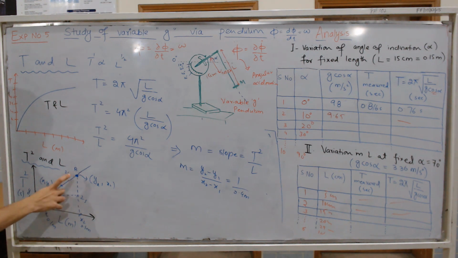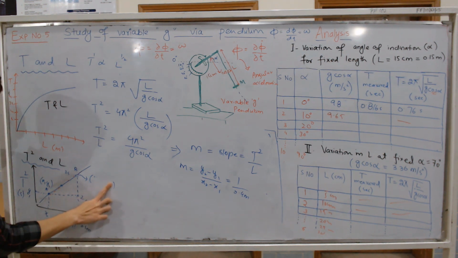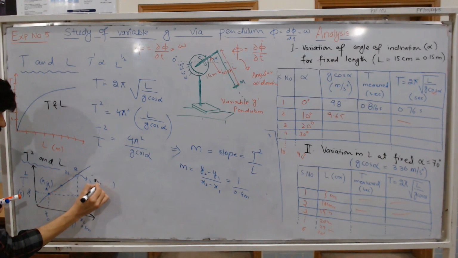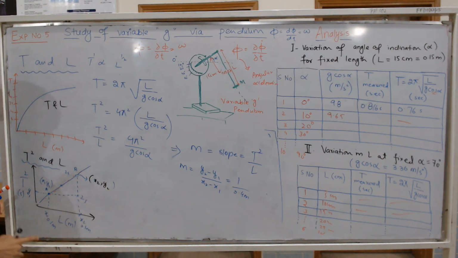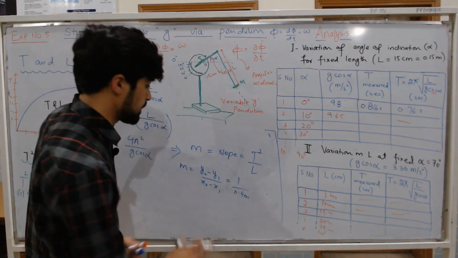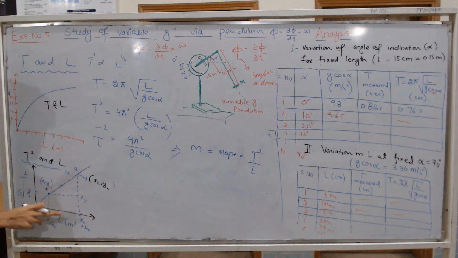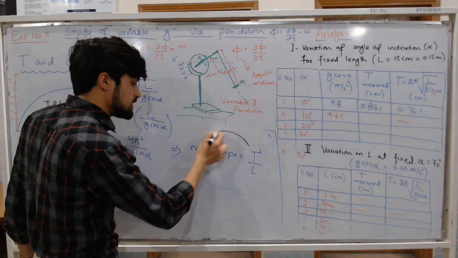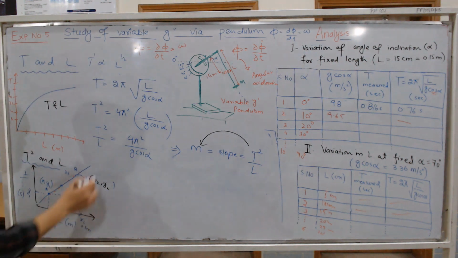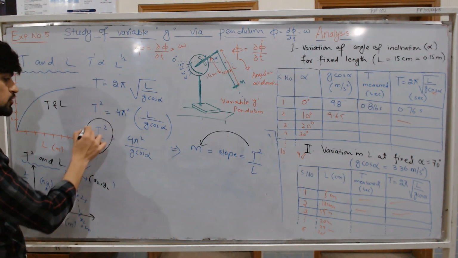Simply, we will take any 2 points. This point is x2, y2, and this is the x1, y1 point. So y2 minus y1 divided by x2 minus x1. The difference between the y values and the x values will give you the slope. So actually what I am doing, I am dividing T square by L. So that is why T square by L is the slope of this line.